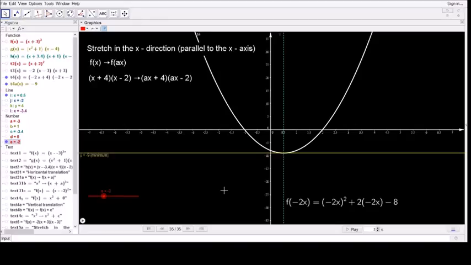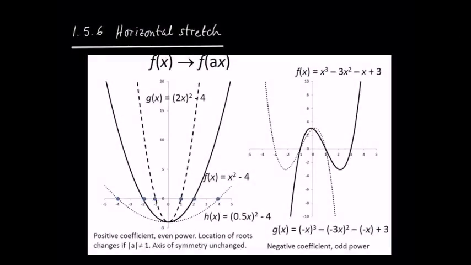Okay, let's have a try at some examples for ourselves then. The horizontal stretch can be one of the most confusing transformations to deal with. It's stated as f of x maps onto f of ax. The first thing to remember is the scale factor is 1 over a.